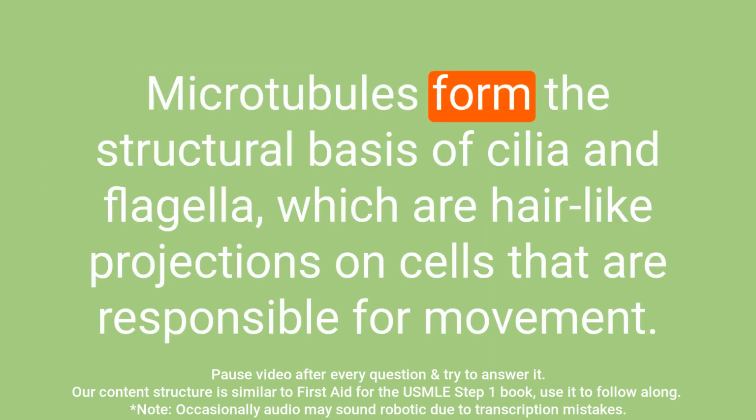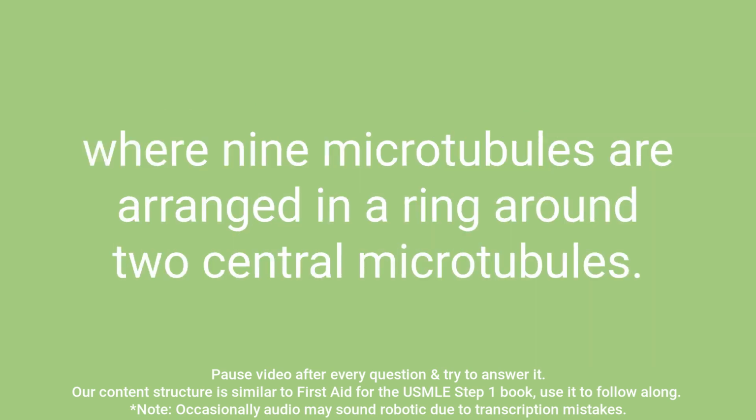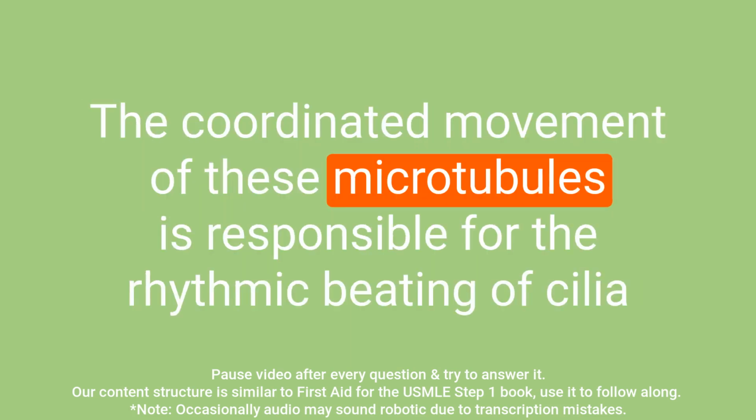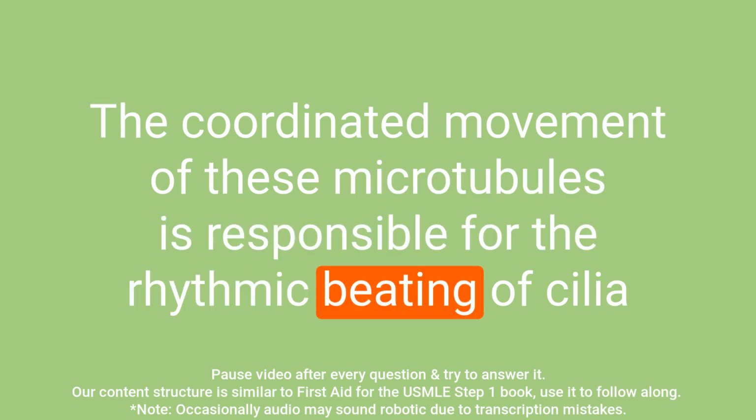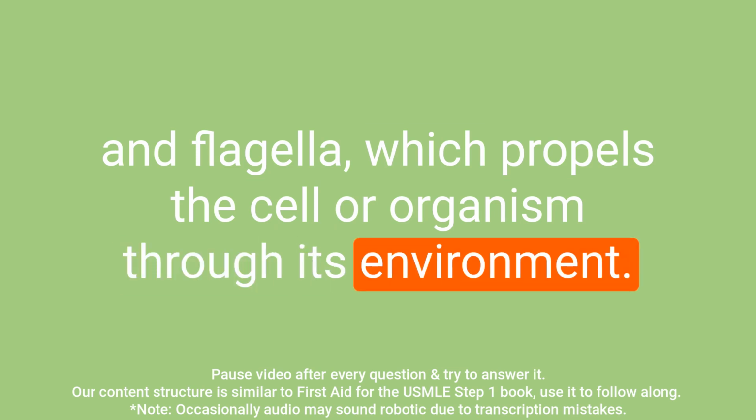Question: how do microtubules contribute to cilia and flagella movement? Answer: microtubules form the structural basis of cilia and flagella, which are hair-like projections on cells that are responsible for movement. The microtubules in cilia and flagella are organized into a specific pattern called the 9+2 arrangement, where 9 microtubules are arranged in a ring around 2 central microtubules. The coordinated movement of these microtubules is responsible for the rhythmic beating of cilia and flagella, which propels the cell or organism through its environment.